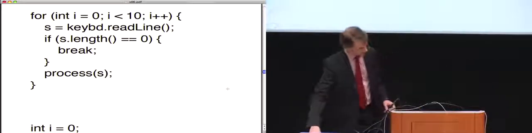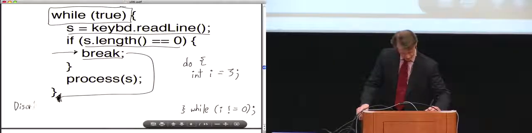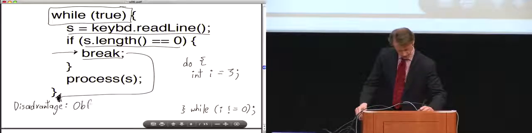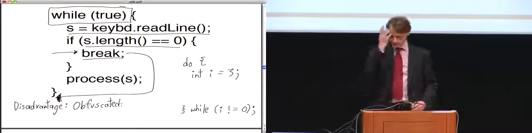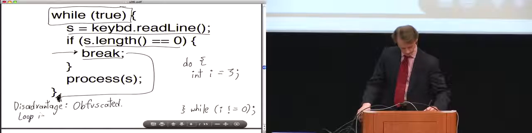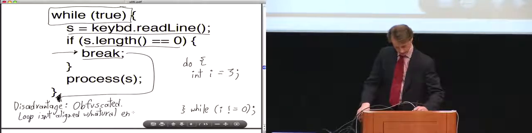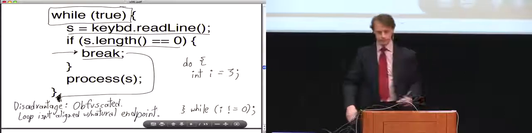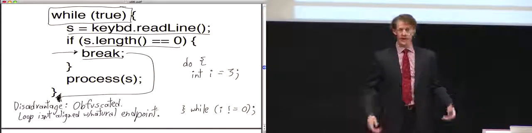Oh, let me point out that this has a disadvantage too, which is it's just a little harder to read than the other one. This code is slightly obfuscated. It doesn't have the duplicated code problem, so that's good, but it's a little hard to read because the loop isn't aligned with its natural endpoint. So each one has an advantage and each one has a disadvantage. Which one is better? It's a matter of personal taste, really.